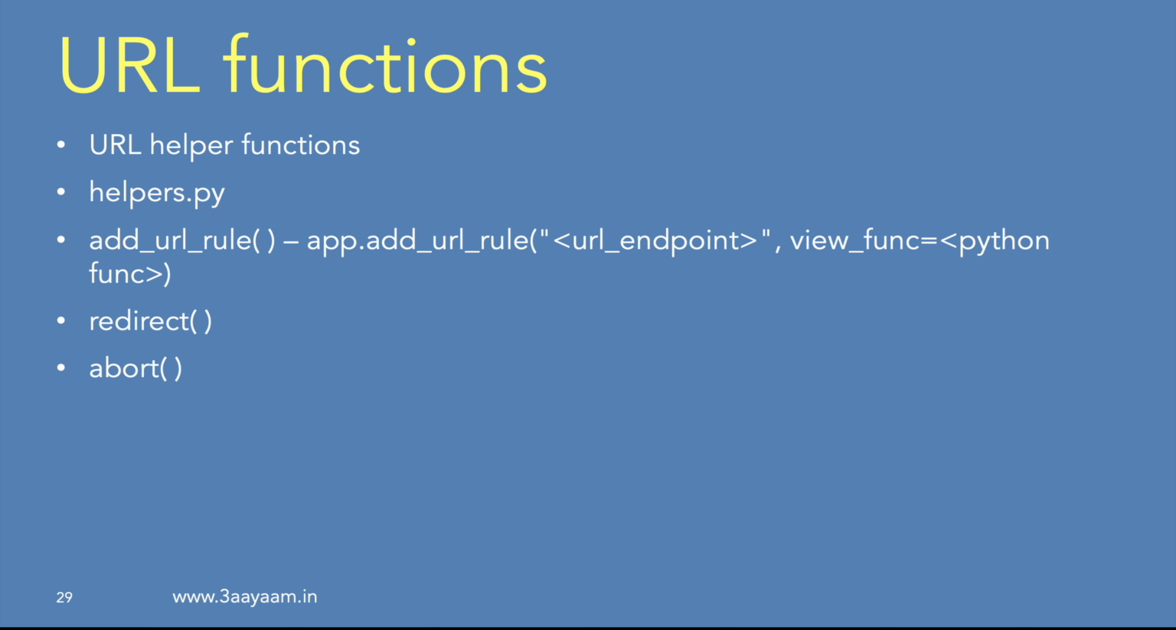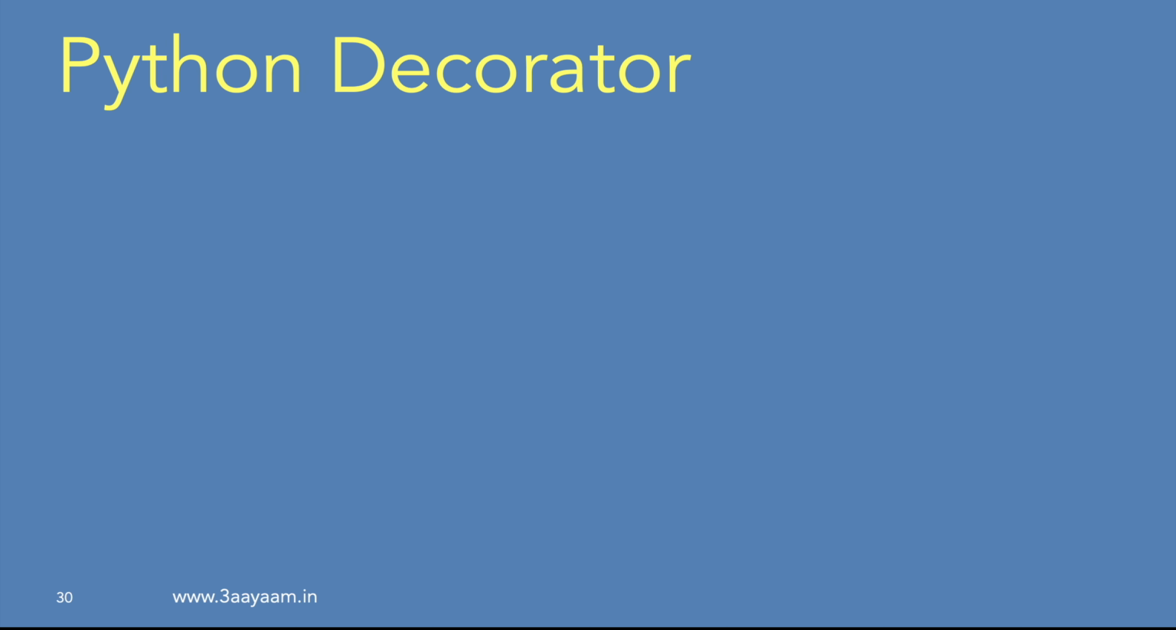And the final one is the abort function, which is pretty intuitive, and the purpose is to abort or show an error message. And there are various HTTP error messages that can be leveraged in the abort function. So these are the URL helper functions that I wanted to talk about: add URL rule, redirect, and abort.